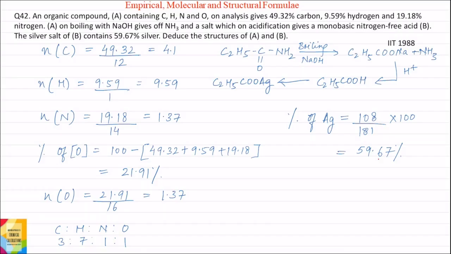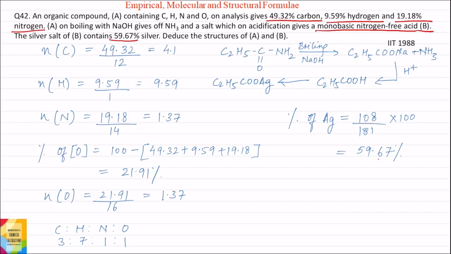Question 42. An organic compound A containing carbon, hydrogen, nitrogen and oxygen on analysis gives 49.32% carbon, 9.59% hydrogen and 19.18% nitrogen. A on boiling with NaOH gives off ammonia and a salt which on acidification gives a monobasic nitrogen free acid B. The silver salt of B contains 59.67% silver. Deduce the structures of A and B.